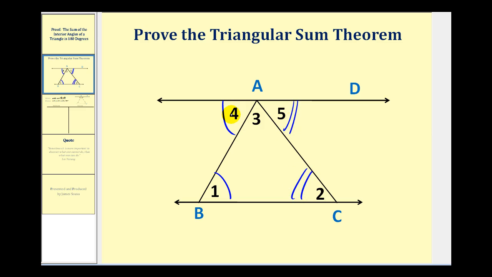Notice angles 4, 3, and 5 together form a straight angle that would have a measure of 180 degrees. So if we can show the sum of these three angles is equal to 180 degrees, and we know the measure of angle 4 is equal to the measure of angle 1, and the measure of angle 5 is equal to the measure of angle 2, we can perform a substitution to show the sum of the measures of angles 1, 2, and 3 will be equal to 180 degrees. Now there are a couple other minor details we'll have to address, but that's the main idea behind the proof. So let's go ahead and get started.